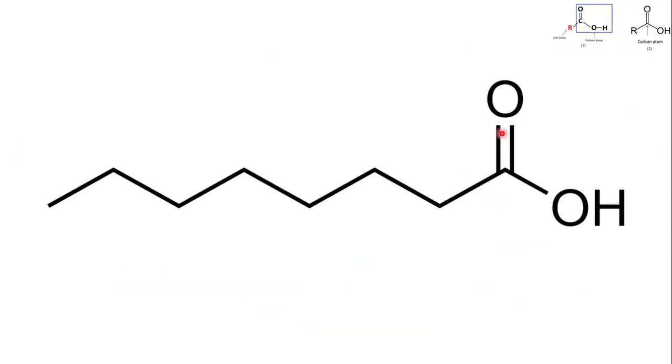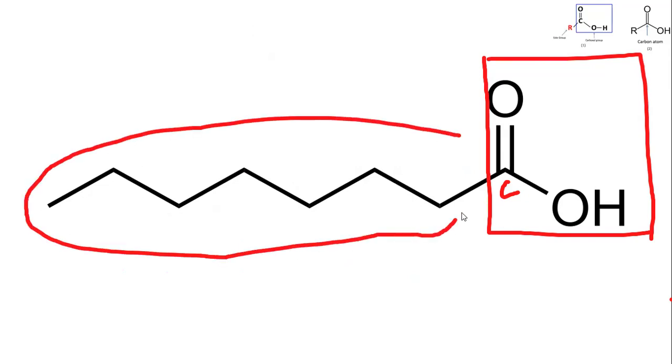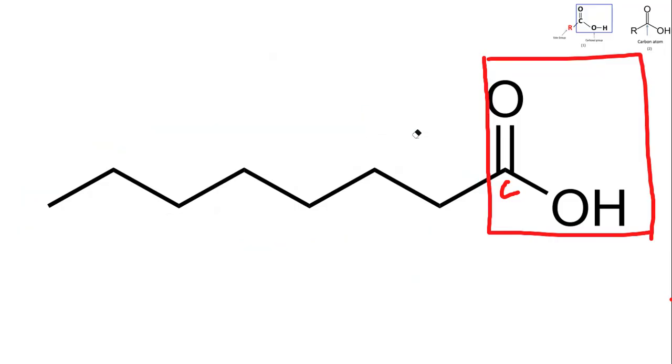Let's do this one. This one should be easy for us at this juncture. We should be pros at this now. First of all, we identify our carboxyl group. This is our carboxyl group right here, COOH. And all of this part right here is our R group. So what we do is count how many carbon atoms we have.